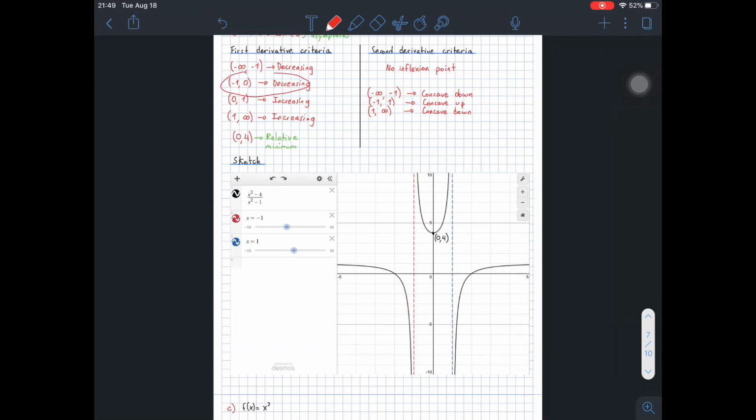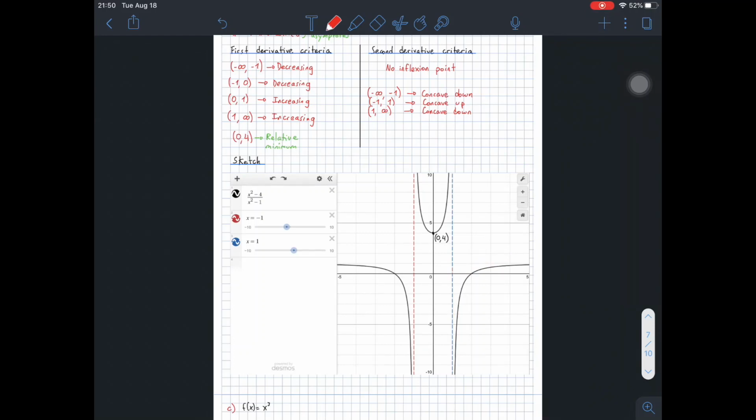Then from -1 to 0, that's this interval over here, the function is still decreasing, right? That's exactly what we got here. Then for the interval 0 to 1, the function is increasing. That's exactly what we see here. And finally, from 1 to +∞, again the function is increasing, okay? So the values obtained there are correct.